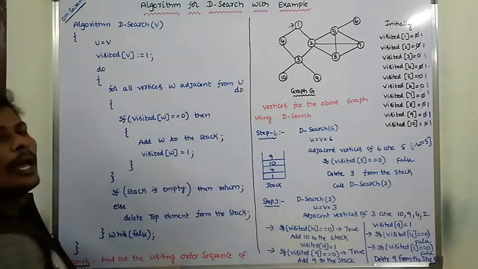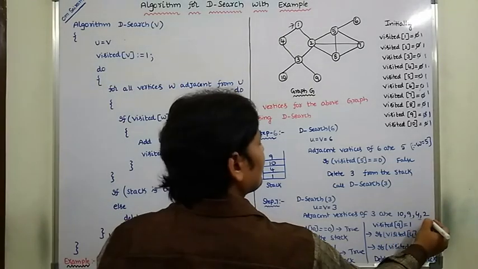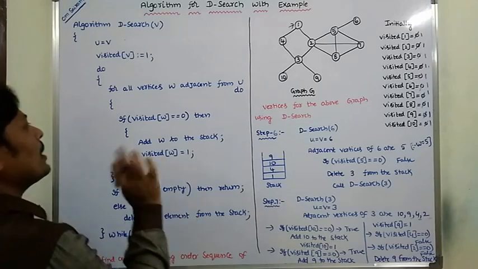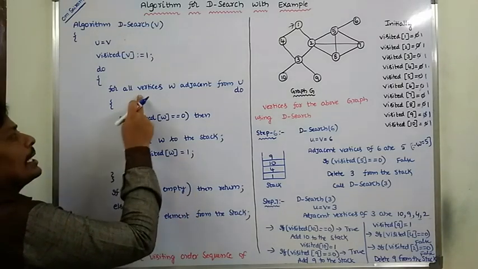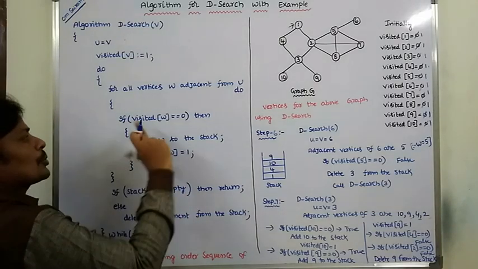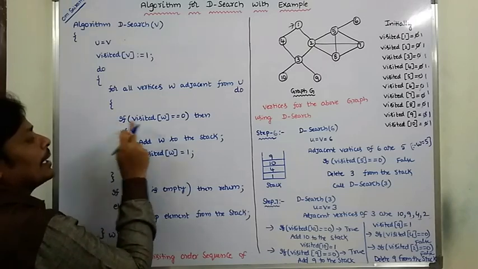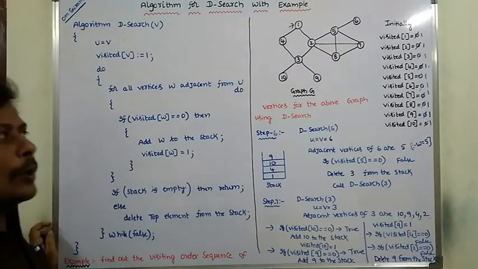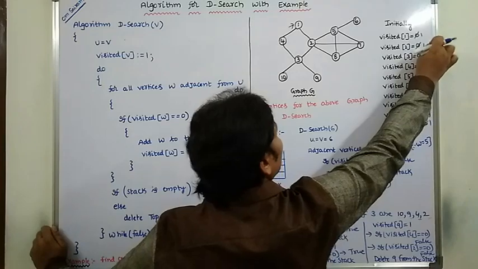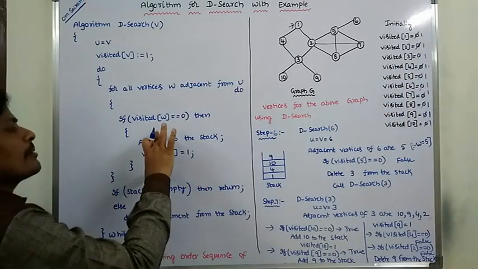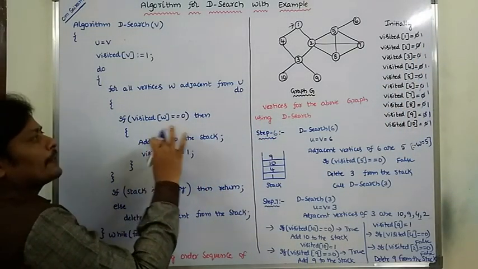Again control goes to the for loop. Next adjacent vertex is 2. So now w is equal to 2. This condition is true. Control goes to the body of the for loop. Brace begin. If visited of 2 is equal to 0. So now this is false. The control does not enter into the body of the for loop.